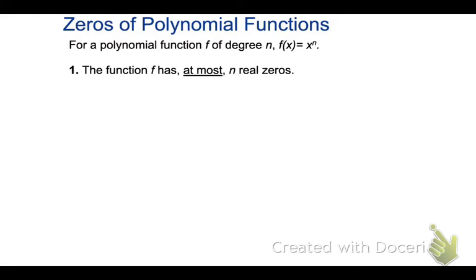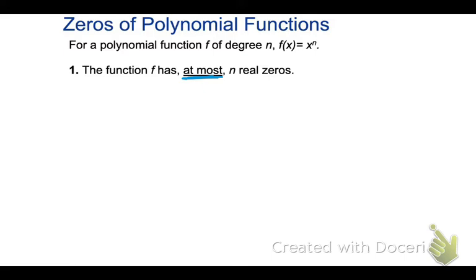Zeros of a polynomial function. For a polynomial function f of degree n, f of x equals x to the n. A function has at most n real zeros.